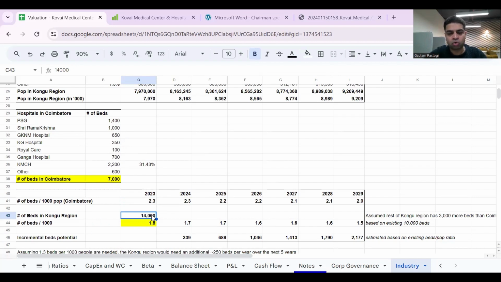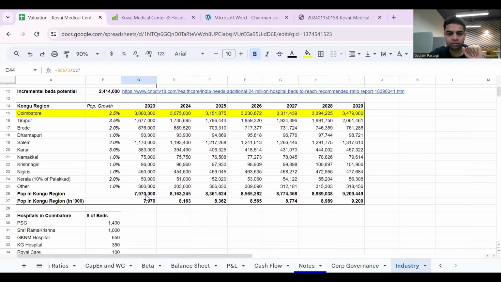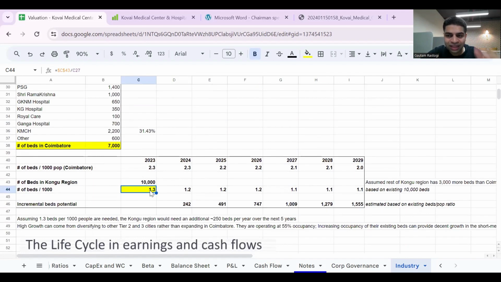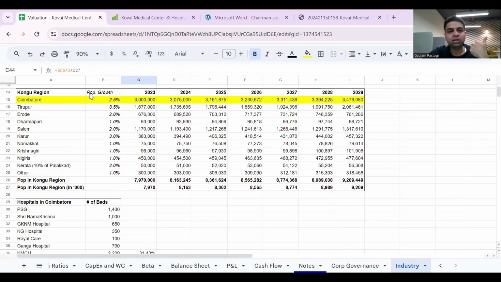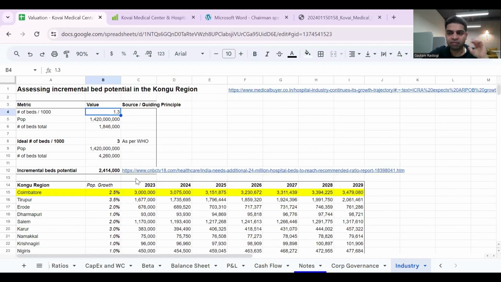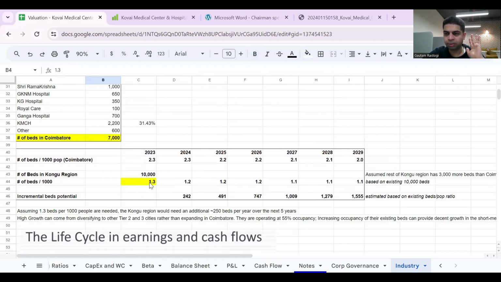Let's say the number of beds in the Kongu region, including the number of beds in Coimbatore, is say 10,000. Then the number of beds per thousand population in the Kongu region is 1.3. How did we get there? 10,000 divided by the Kongu population from up here. So this number is closer to the blended Indian average of 1.3 beds per thousand people.